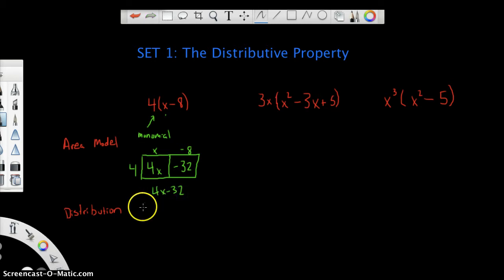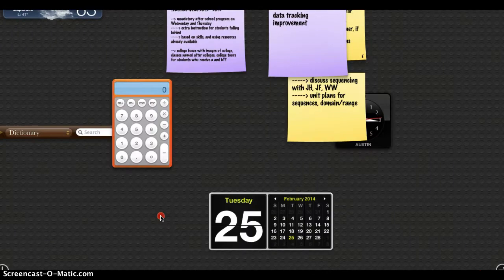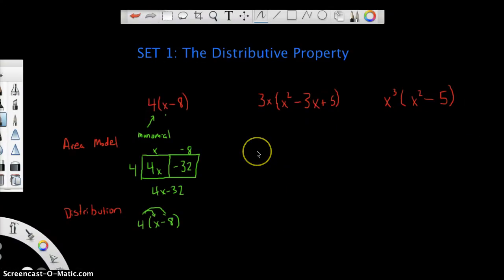And of course we can use our regular distribution method, where we take our expression and multiply the outside term by each of the inside terms. So 4 times x, again, just 4x. 4 times -8 is -32. So the area model is just a new way of looking at it that may help us stay a little bit more organized. If it's not something you like, I don't expect you to use it. Really quickly, let's look at this next example.